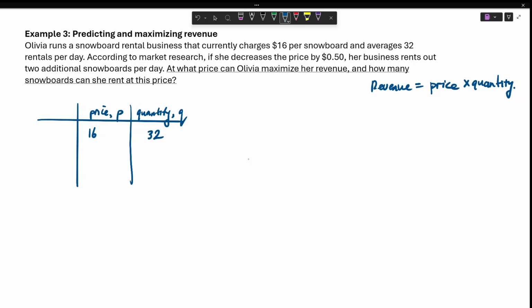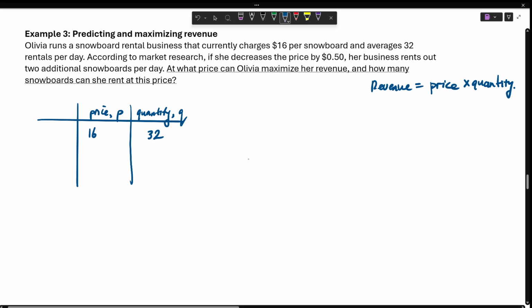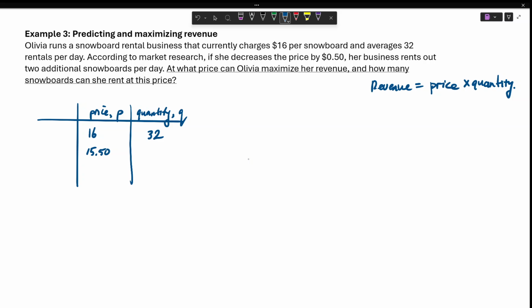Now, according to some market research, maybe she paid a firm to help her figure out how to optimize her business, they found that every time she decreases the price by 50 cents, let's say, 15.50, she's going to rent out 2 additional snowboards per day, 34. Okay. Let's write down one more. Let's say she decreases the price by 50 cents again, so $15. She's going to have 2 more rentals, so 36. And where does she maximize her revenue?